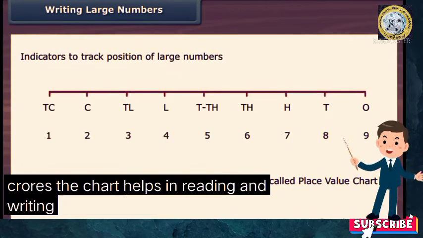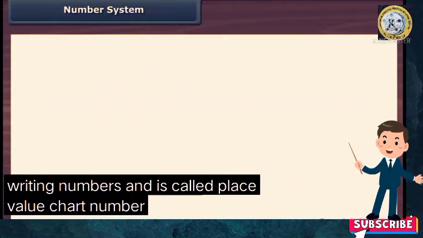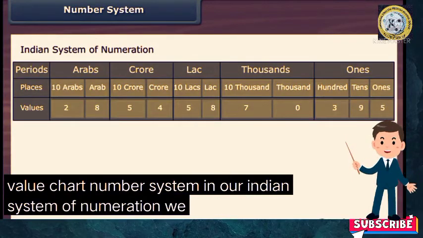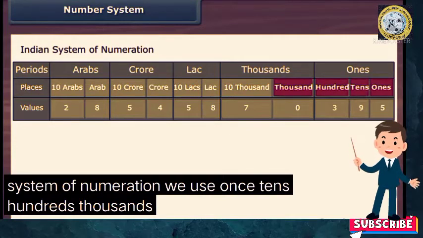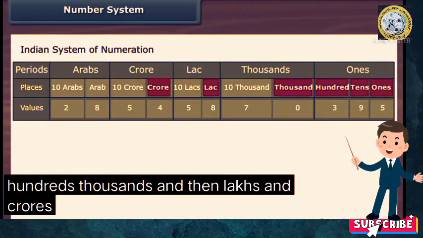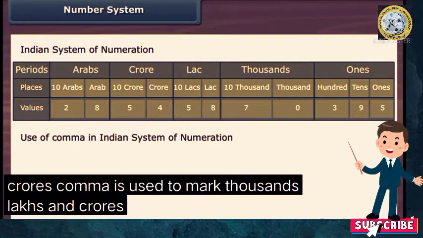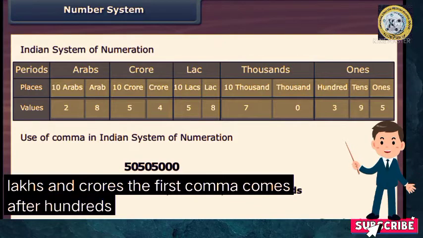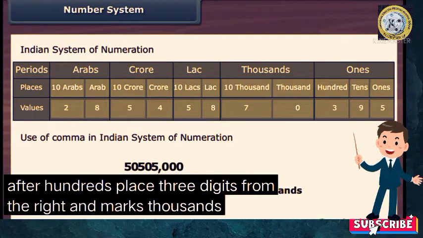The chart that helps in reading and writing numbers is called the place value chart of the number system. In our Indian system of numeration, we use ones, tens, hundreds, thousands and then lakhs and crores. A comma is used to mark thousands, lakhs and crores. The first comma comes after the hundreds place, 3 digits from the right, and marks thousands.